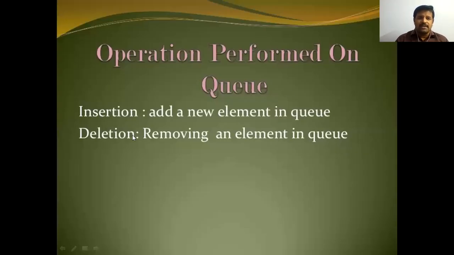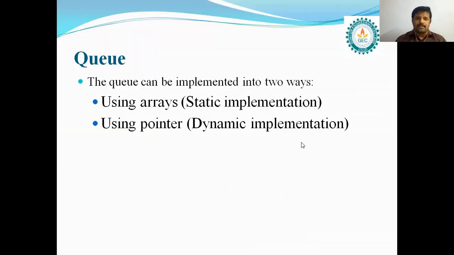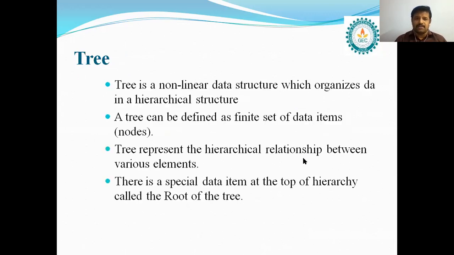We can perform insertion and deletion operations on the queue. Insertion is used to add a new element into the queue, and the deletion operation is used to remove an element from the queue. We can implement the queue in two ways, using arrays and using pointers. Here, pointer is nothing but a linked list. Stacks and queues can be implemented in two ways, by using arrays and by using a linked list. By using arrays, we can call it a static implementation. By using a linked list, that means using pointers, we can call it the dynamic implementation.